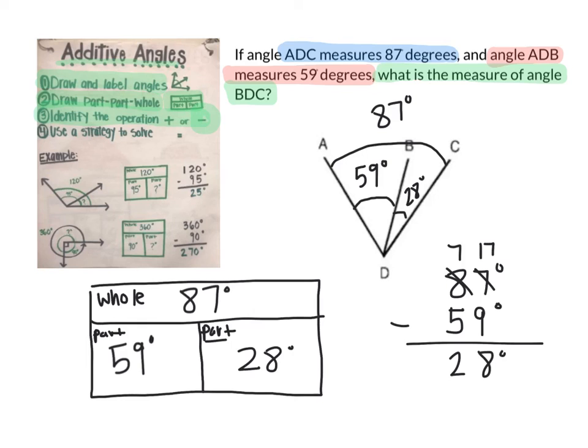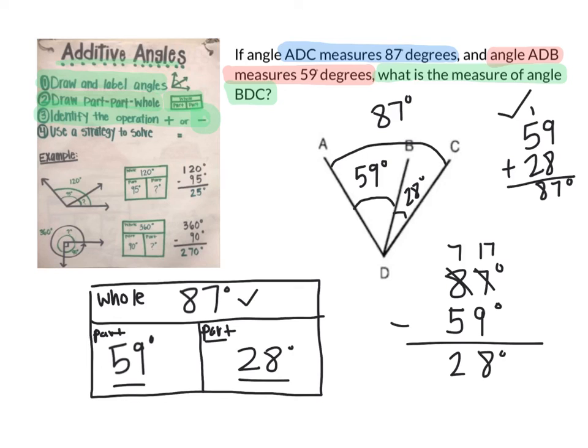Now, a way that we can check our work, well, we can add up our two parts to double check that they equal our whole. So let's add 59 plus 28. And again, this is just to check our work. So 9 plus 8 is 17. 5 plus 2 is 7, plus 1 is 8. 87 degrees. Yep, that matches our whole.